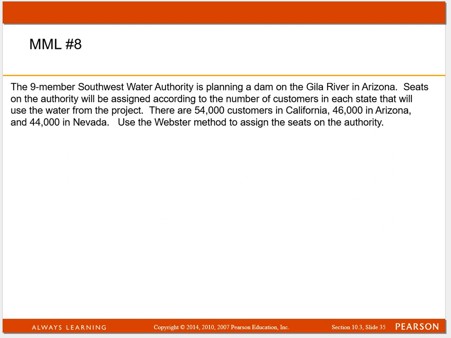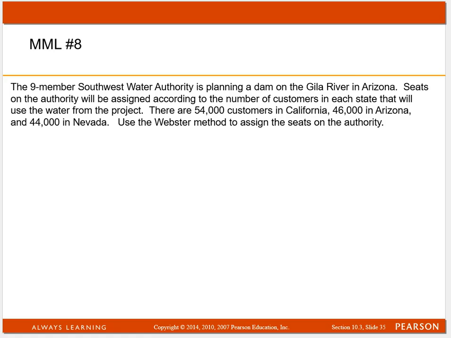The 9-member Southwest Water Authority is planning a dam on the Gila River in Arizona. I've never been to Arizona. Actually, the furthest west I've ever been is Chicago from Indiana. Anyway, seats on the authority will be assigned according to the number of customers in each state that will use the water from the project.